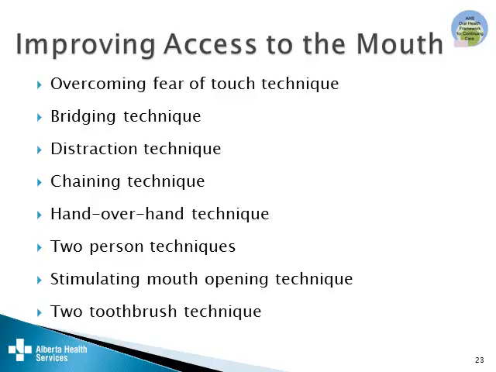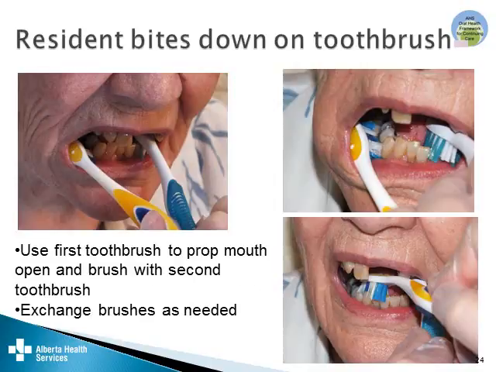The two-toothbrush technique. As discussed, in later stages of loss, residents may bite down on the toothbrush, thinking that it is food. If you have a resident that often bites down on their brush, try to have a second toothbrush present. When the resident bites down, try to use the first brush as a prop to prop the mouth open, making sure never to pull the toothbrush out too hard, as you can break off teeth or the head of the toothbrush, and those could both become choking hazards.